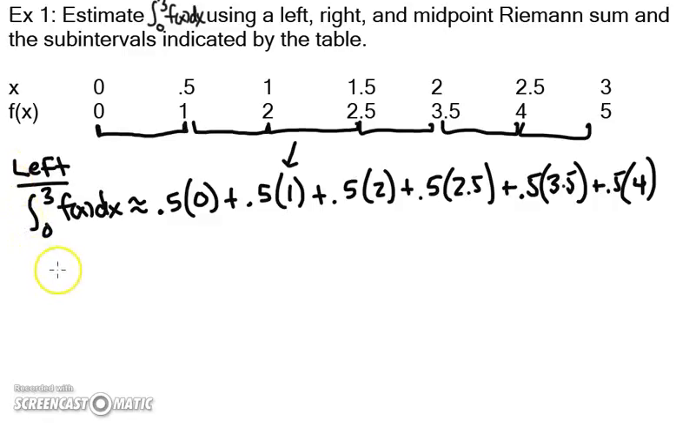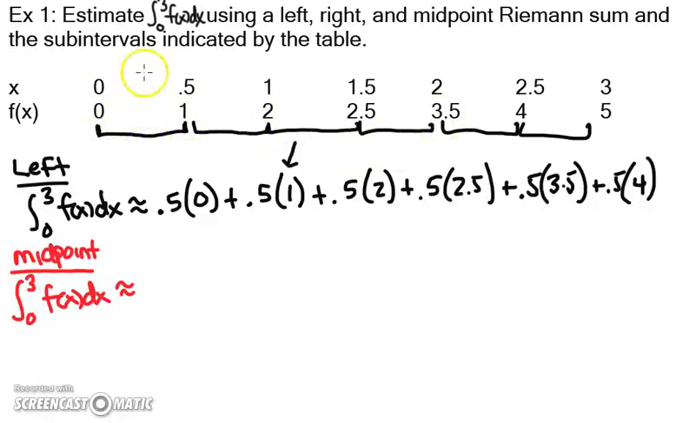All right, so let's look at the midpoint now. This one's going to be a little bit different. So we're still going to say the integral from 0 to 3 of f of x dx is approximately equal to. But this time, we need to have a midpoint. So if we tried to use this first interval here, we wouldn't have a midpoint to choose from. So we actually want to skip over that, and go all the way to 1.